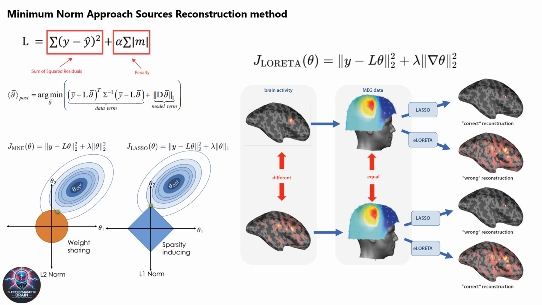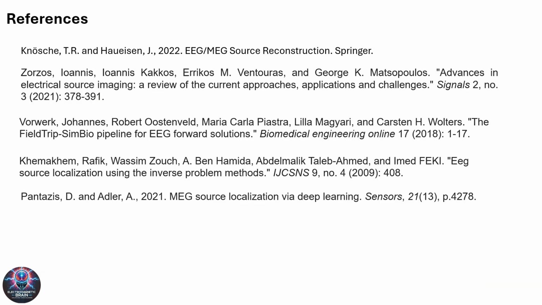Therefore, selecting the right method requires considering whether a sparse or smooth source configuration is more probable, often necessitating additional independent information about the brain's functionality.